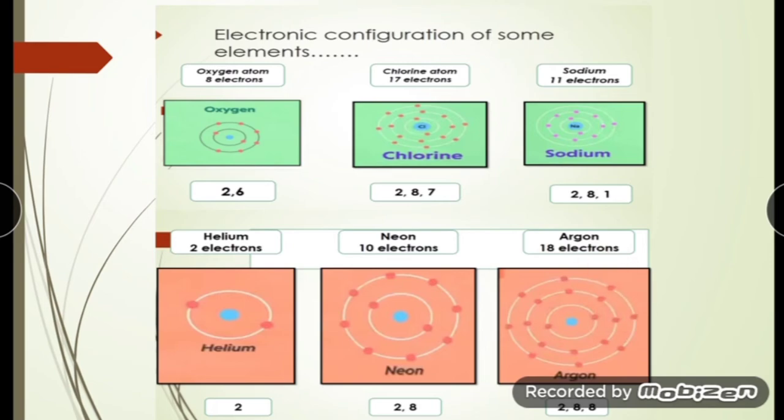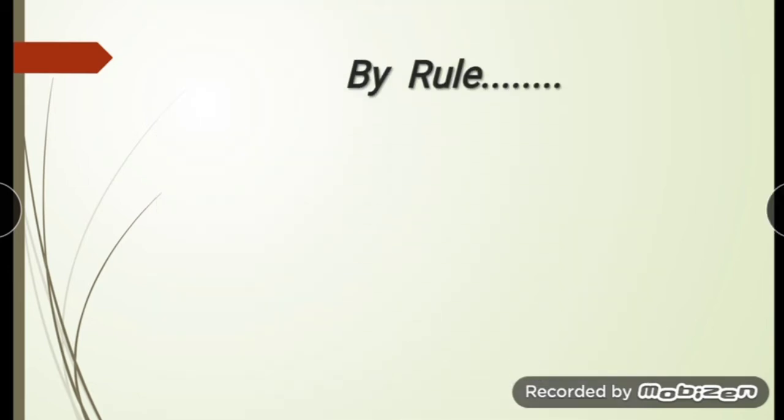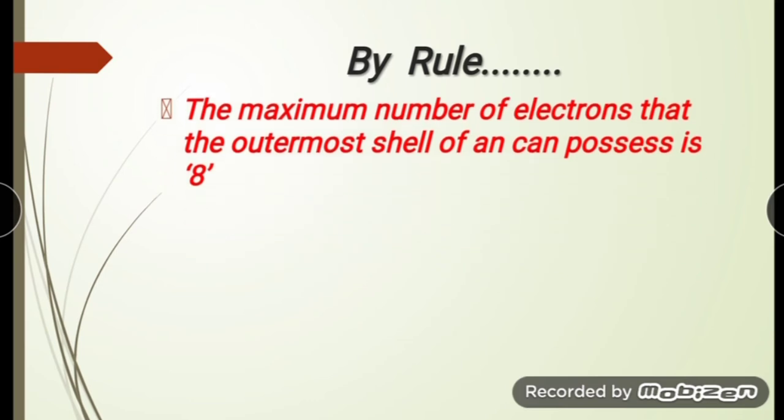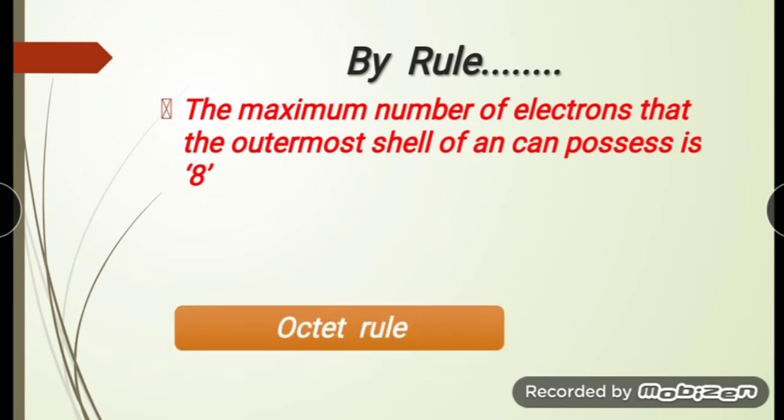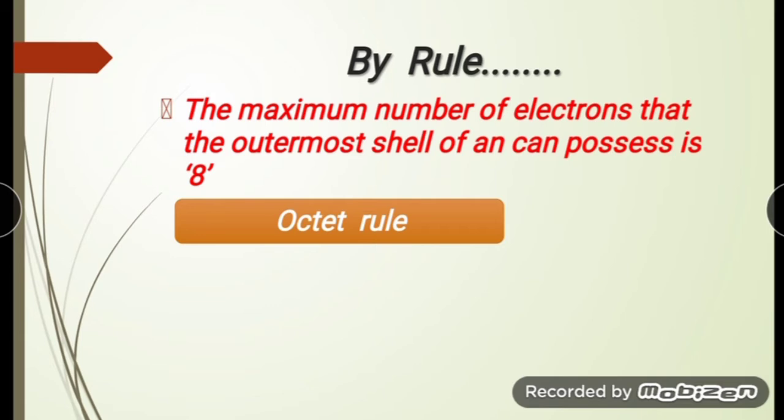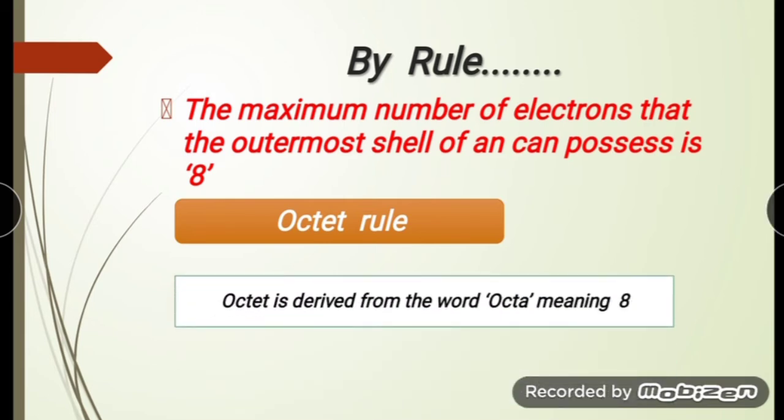Now children, what are we going to do by observing the outermost orbit of these atoms? Okay children, why did I tell you to observe this? Because by rule, it is said that the maximum number of electrons that the outermost shell of an atom can possess is 8. Yes, and that is called the octet rule. That means the maximum number of electrons the outermost orbit can accommodate is 8. Also, the word octet is derived from the word octa, meaning 8.